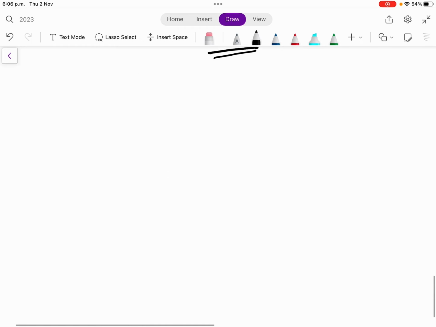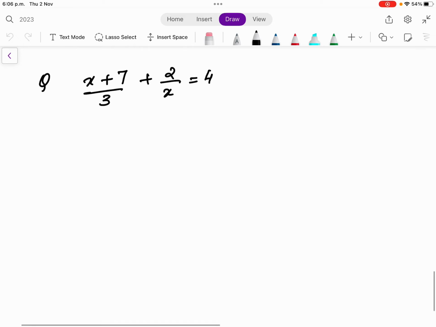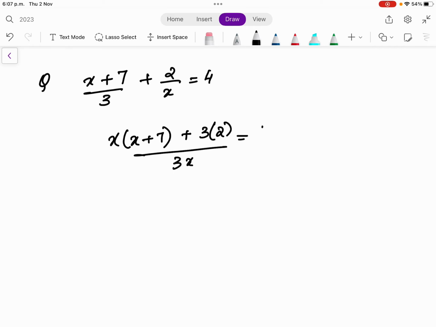Now let's take another example of a question something like this: x plus 7 over 3 plus 2 over x is equal to 4. Now we learned in the previous section that whenever you have a fraction, you will have to simplify that fraction by cross multiplying. So here it is x times (x + 7) plus 3 times 2 over 3x is equal to 4. Now simplifying this further, x square plus 7x plus 6 over 3x is equal to 4.